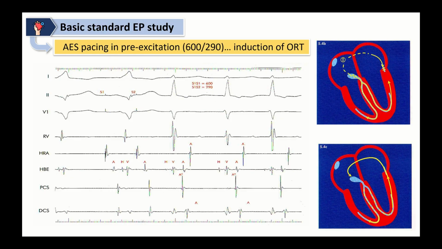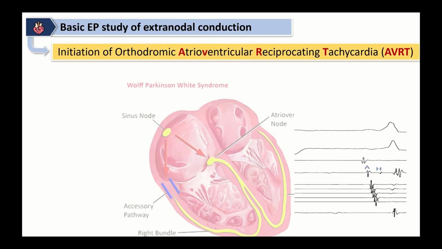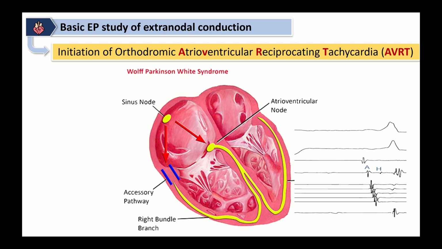Why? We gave an atrial extrastimulus at a very early coupling interval of 290. No more antegrade conduction through the accessory pathway, and initiation of orthodromic tachycardia: antegrade conduction through the AV node, retrograde conduction through the accessory pathway. What can we see? Short RP tachycardia, VA interval more than 70 milliseconds. And finally, this is the initiation of accessory pathway mediated tachycardia.